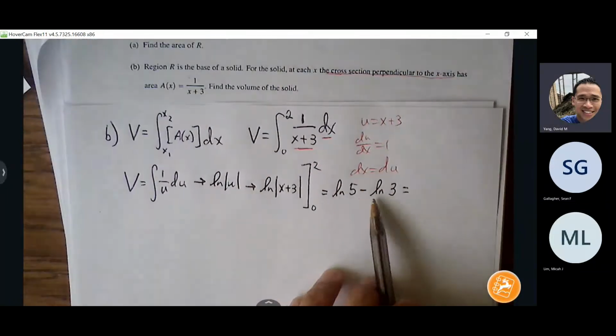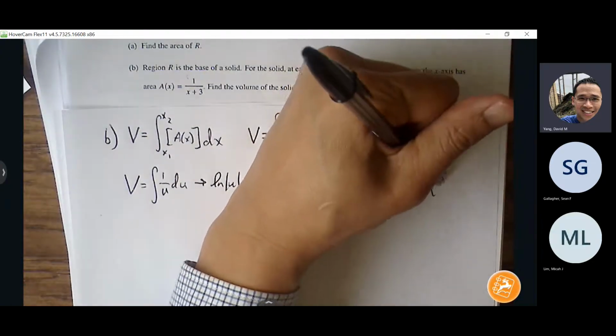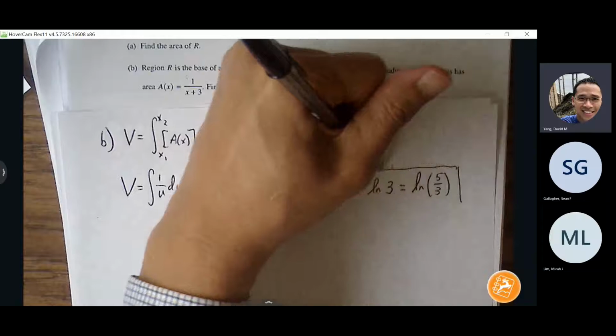This is perfectly fine, natural log of 5 minus natural log of 3, but you can also condense it to make it natural log of 5 over 3. All right, so those are all acceptable.